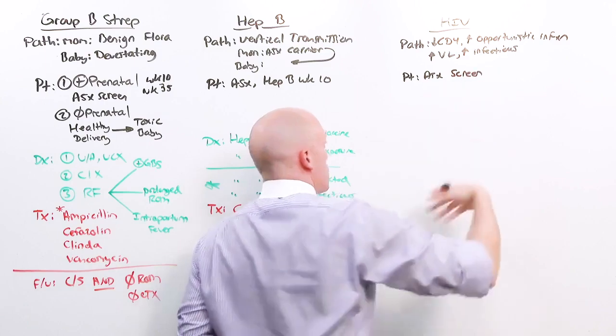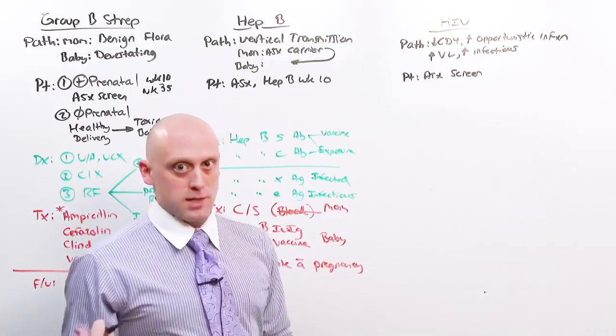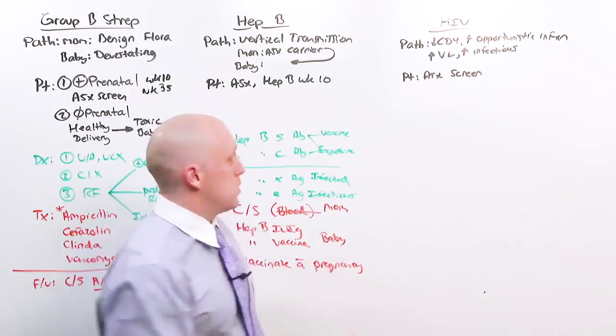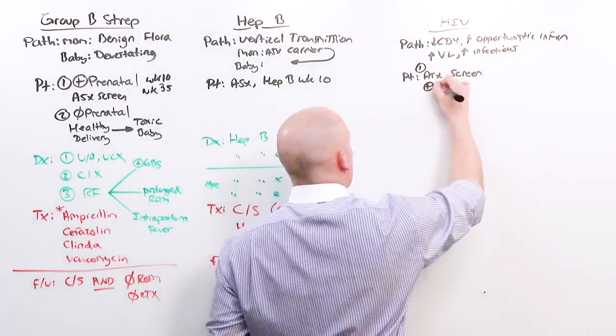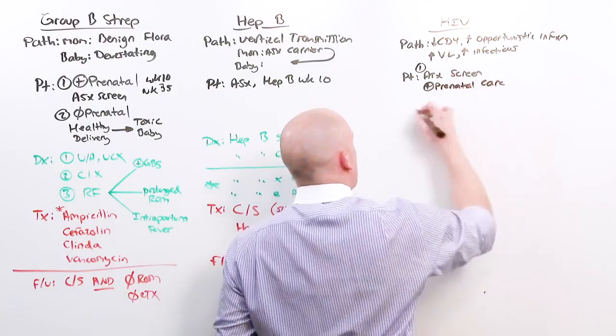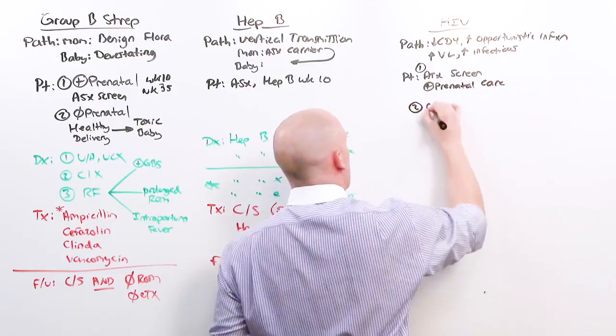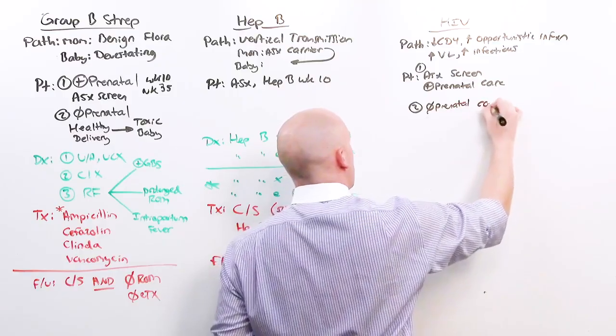And I'm going to leave the discussion for what you do for someone who has AIDS, a CD4 count less than 200, to the ID section. But that person is going to be the person who has had prenatal care. The other way you're going to present is someone who has no prenatal care, and their status is unknown.